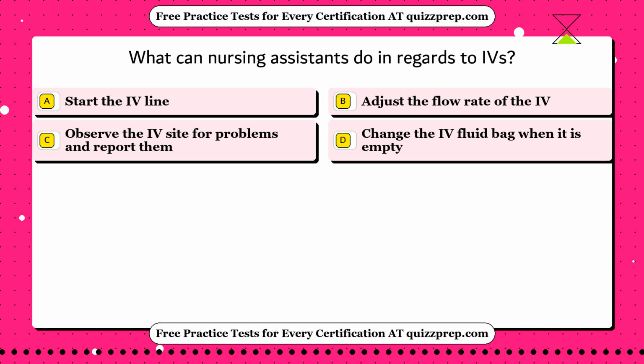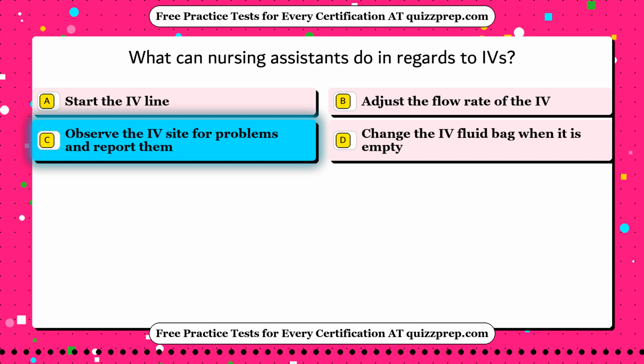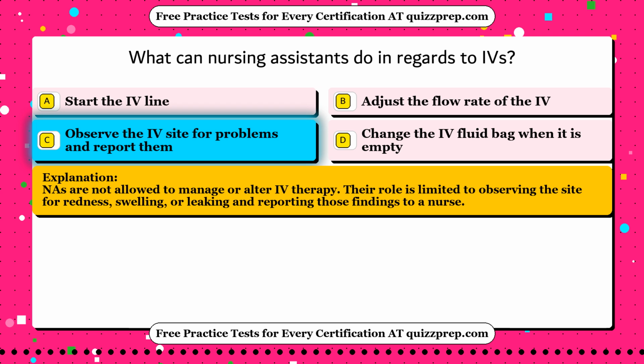Question 59. What can nursing assistants do in regards to IVs? Option A, start the IV line. Option B, adjust the flow rate of the IV. Option C, observe the IV site for problems and report them. Option D, change the IV fluid bag when it is empty. The correct answer is option C, observe the IV site for problems and report them. NAs are not allowed to manage or alter IV therapy. Their role is limited to observing the site for redness, swelling, or leaking and reporting those findings to a nurse.